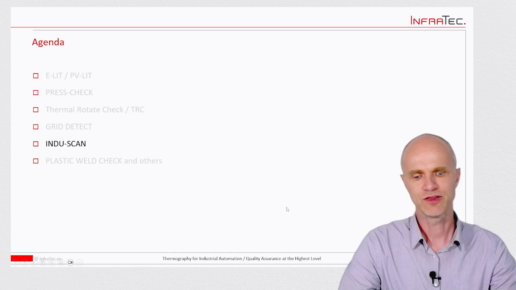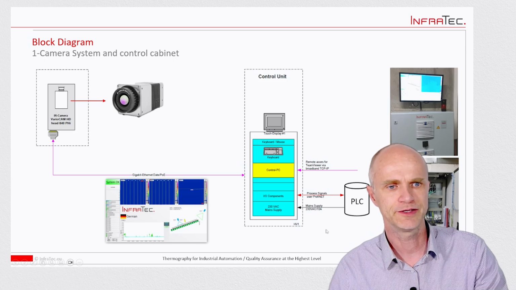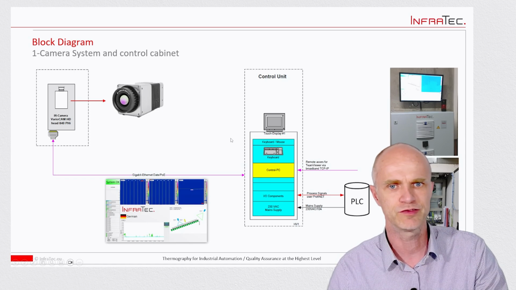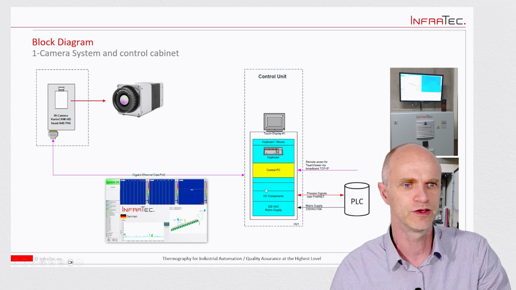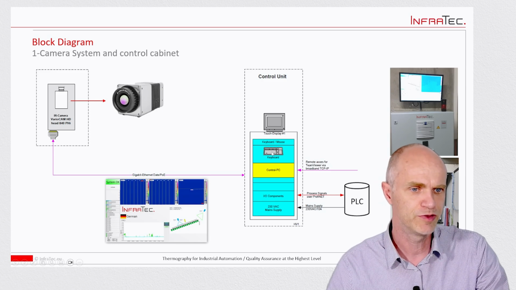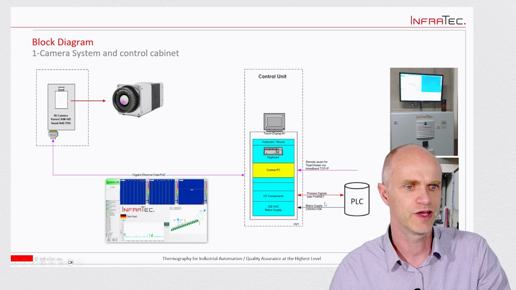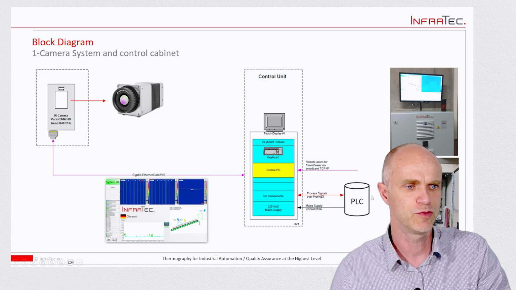InduScan application, my next point is just standard industrial scanning applications. And here you see a typical layout for a system. So in each case, we have a thermography camera, which is directly connected then to a main control unit, which has an industrial PC integrated, and several interfaces, which communicates, for example, with signals from the PLC from the machine.